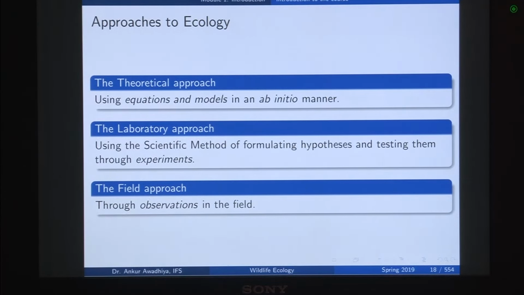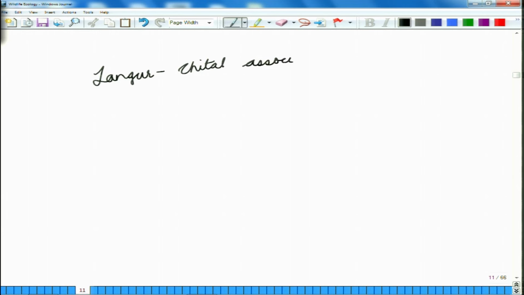So, we looked at the theoretical approach and the laboratory approach. The third approach is the field approach. The field approach is through observations in the field. Now, a very good example of the field approach is what we refer to as the Langur-Cheetal association. This association between these two species was figured out in Kanha.